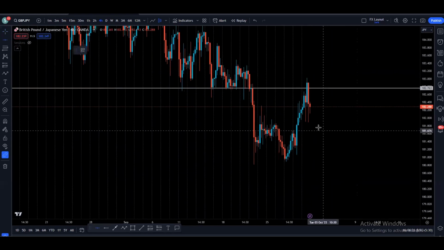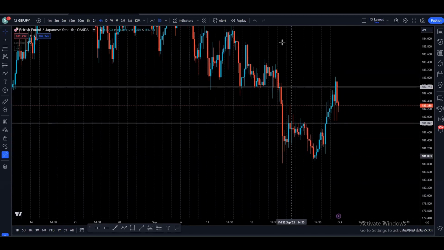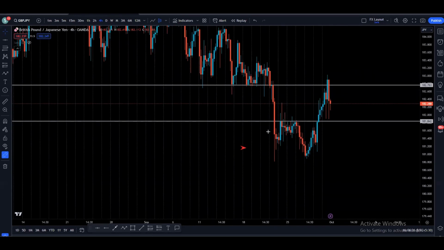Also, there is one more level, which is right here. The last time we closed below this level, we rejected to the downside. So right now, if we get a 4-hour candle close below this level, I see a pretty high probability for the price to go down. Also, we have clean range to the left hand side. So if we get a candle closure on the 4-hour time frame below this level, then I see a pretty high probability for the price to go down to this level. So that is something on the 4-hour time frame.